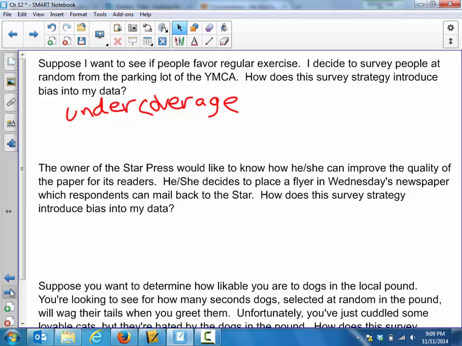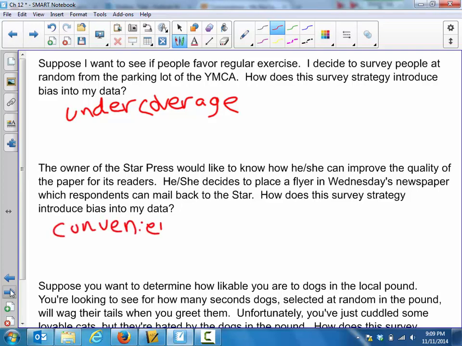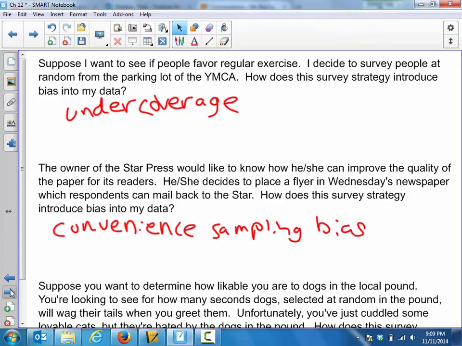Okay, the owner of the Star Press would like to know how he or she can improve the quality of the paper for its readers. He or she decides to place a flyer in Wednesday's newspaper, which respondents can mail back to the Star. How does this survey strategy introduce bias into my data? Okay, again, I think this is probably most akin to the Kobe Bryant ESPN example on the last slide. Here you have convenience sampling bias.